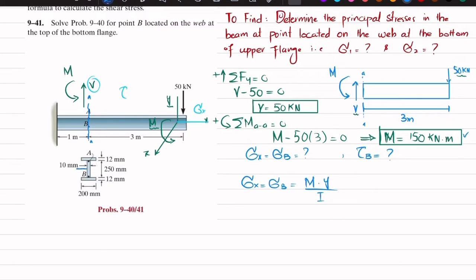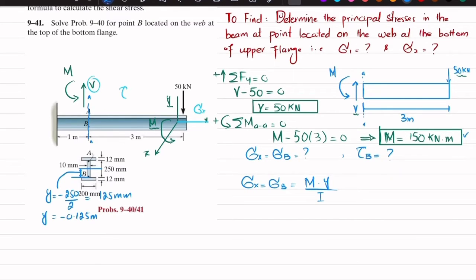If you take the mid axis of this beam, y is the distance from the neutral axis to this point B. This y is downward, so it will be negative, equal to minus 250 divided by 2, which is minus 0.125 meter. That is 125 millimeter, so in meter it will be this.